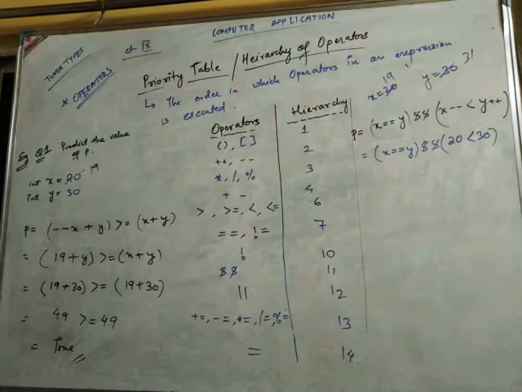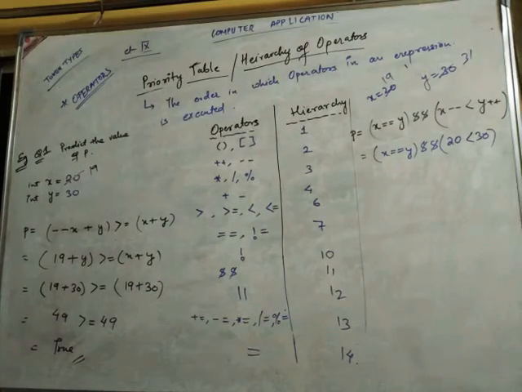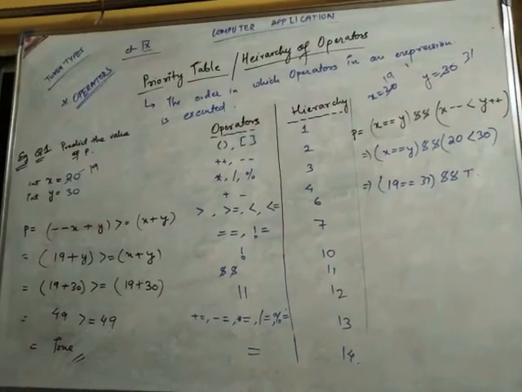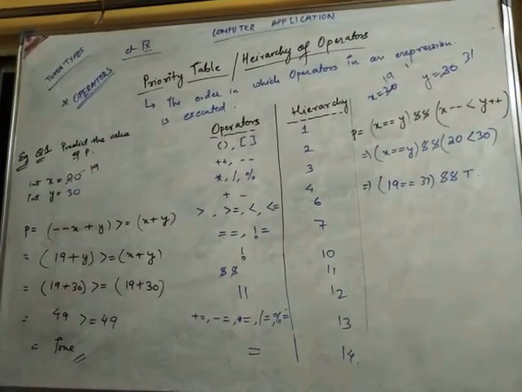Now in the next line I have to use the values. Now I can use the value of x and y. First of all, the right side we can solve. The relation operators you can see are double equal to and less than. So first you solve: 20 less than 30, yes or no? Yes, true.